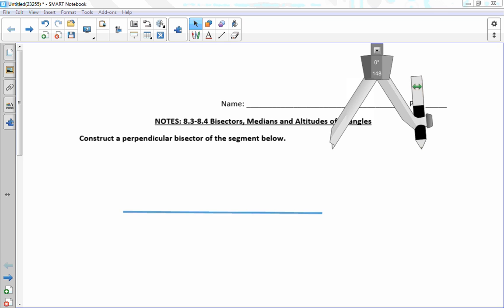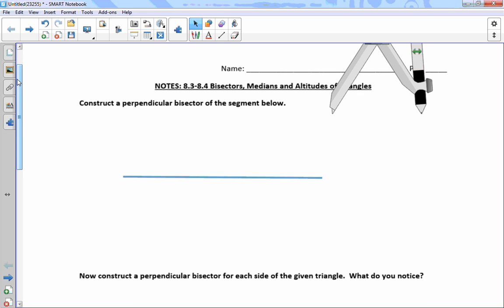For those who think they already know how to do some of these, do you know how to construct a perpendicular bisector?